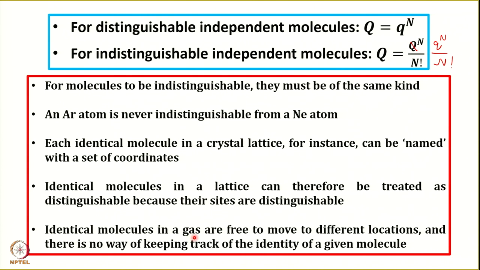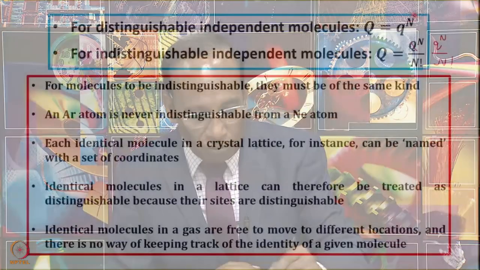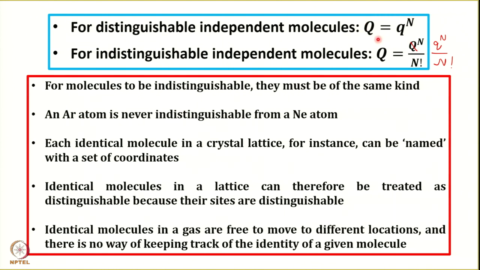Identical molecules in a gas are free to move to different locations and there is no way of keeping track of the identity of a given molecule. In that case, the molecules become indistinguishable. So I am sure that by now it is clear when to use Q equal to small q raised to the power N, or Q equal to small q raised to the power N over N factorial. When I say small q, I am talking about the molecular partition function. When I talk about capital Q, I am talking about the canonical partition function.